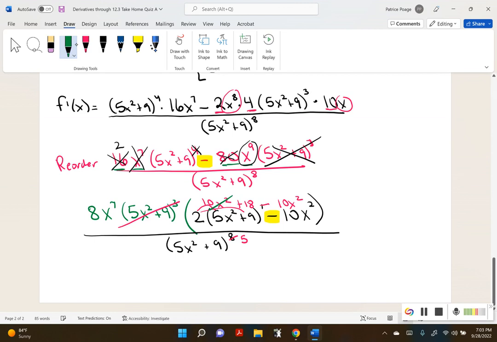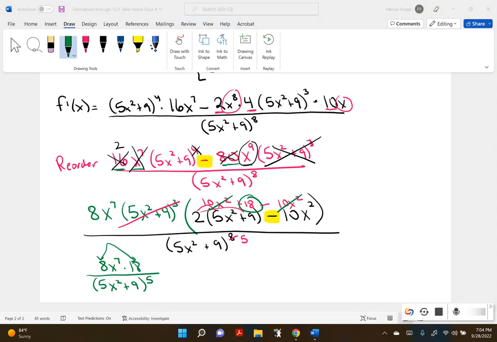All right, and so these two cancel, and so I'm down to just 8x to the 7th times, the only thing left in the parentheses is 18 over 5x squared plus 9 to the 5th, and then I can multiply 5 and 18. And I get 144x to the 7 over 5x squared plus 9 to the 5th.